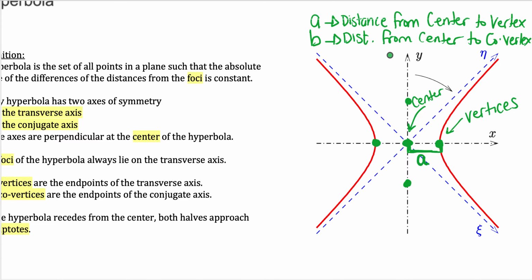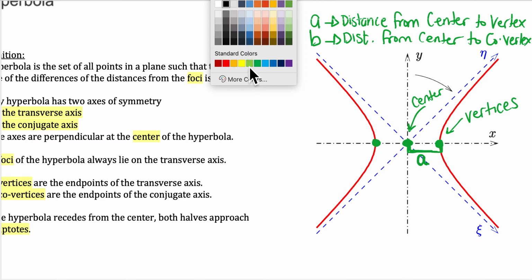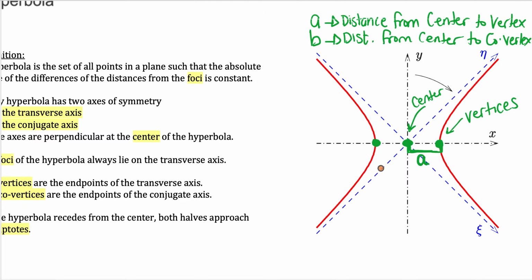And so the distance, let me use a different color for that. Let's see. What color do I want to use? Let's do orange. So let's say this to here is going to be B. Okay? And what this is going to make is a box. And we're going to talk about the box in a second. But first, I just want to go over all of the different vocab words.